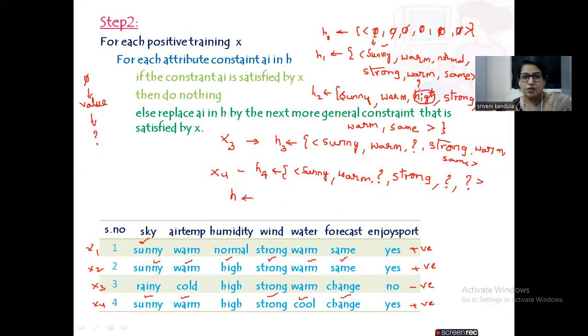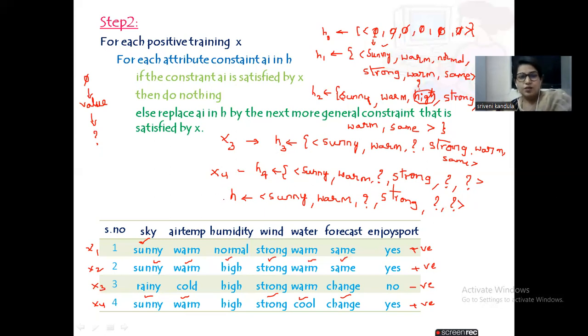Finally, the hypothesis that we have obtained is sunny, warm, question mark, strong, question mark, question mark. So this is our final hypothesis.